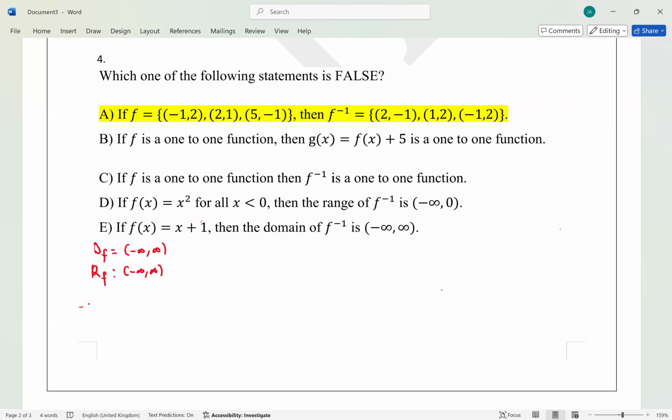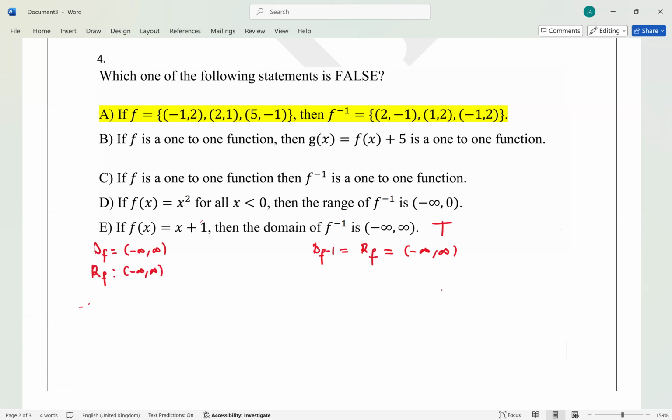So what will be the domain of f inverse? Now, the domain of f inverse, remember, is going to be the range of f, which is still going to be minus infinity to infinity, right? So what this simply means is that the answer is correct. So this is true.